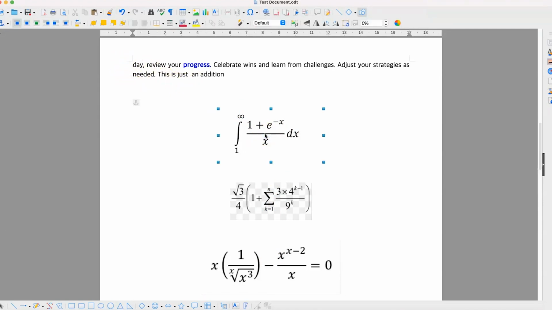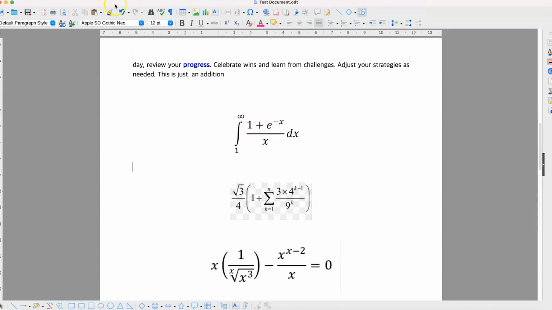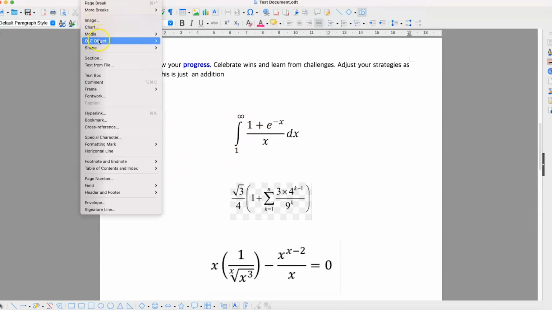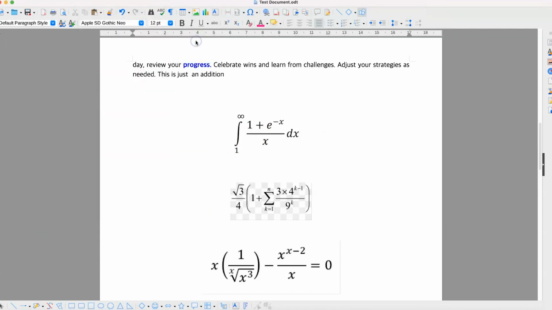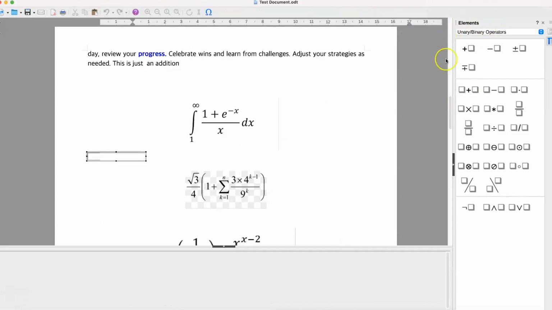Let's start with the simplest one, this integral. To start writing any equation, you can come to Insert over here and go to OLE object. Okay, so you can see Formula Object over here. You just click, and then we are brought into this platform where you can see all the unary and binary operators. So make sure you are on this equation editor so you can add different kinds of operations: additions, subtractions, multiplications and divisions of different types. So this is the equation box where you're going to write everything.